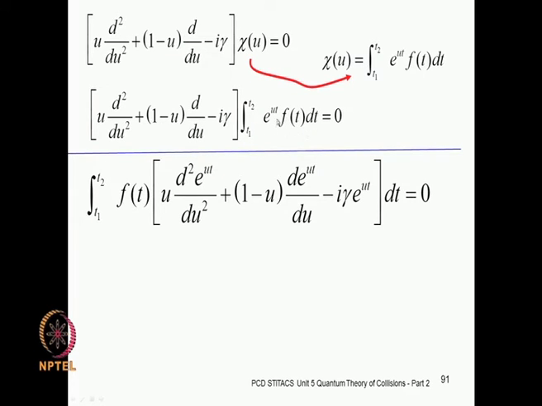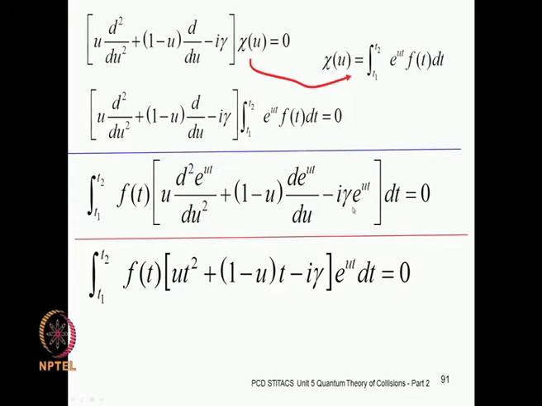You have got the e to the ut, but these are operated upon by these differential operators because the differentiation is with respect to u. So, e to the ut stays to the right of the differential operators, okay. F of t can move to the left of the differential operators because differentiation is with respect to u. So, I have got integral t1 to t2 f of t, and then I have got a differential equation for u and integration with respect to the variable t, okay. So, here we are. So, let us write this.